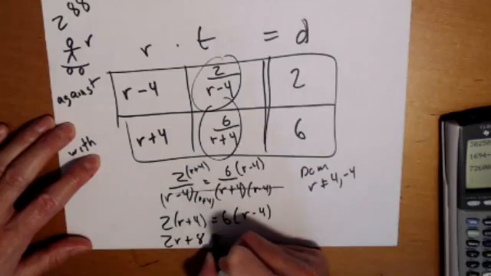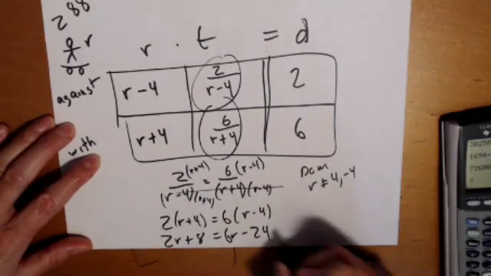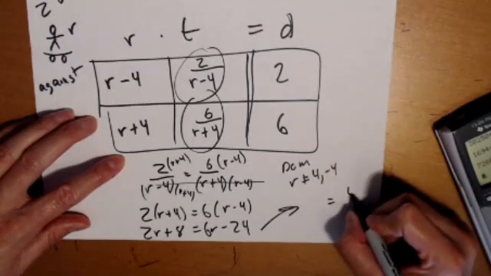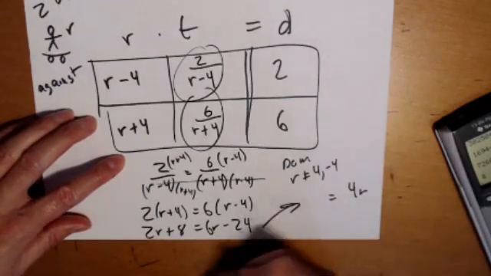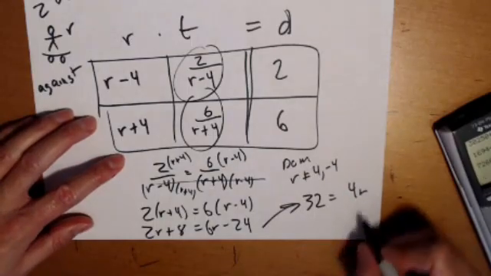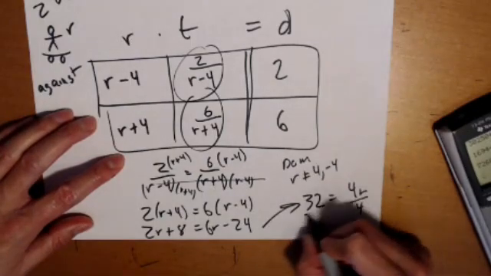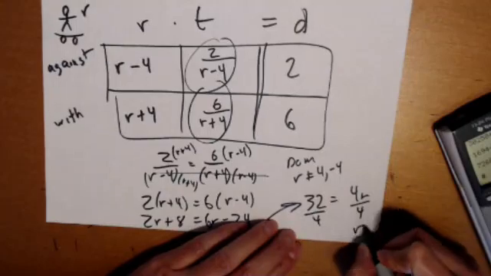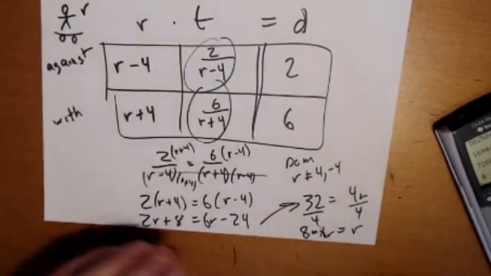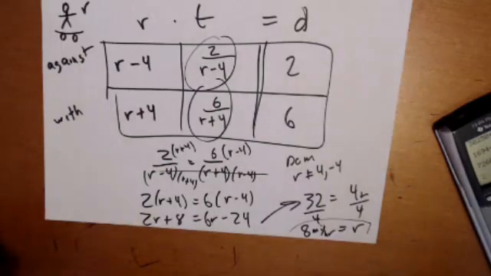2r plus 8 equals 6r minus 24. Clean things up a little bit, and we're going to have 4r on the right. Add the 24, we get 32 on the left. And divide by 4, divide by 4. r is equal to 8 miles per hour. Done.